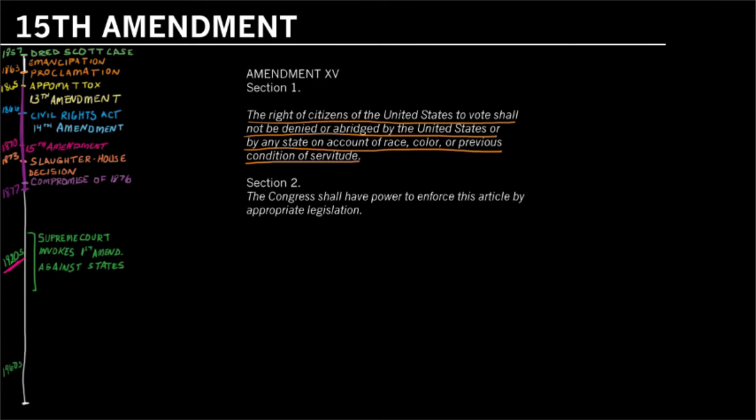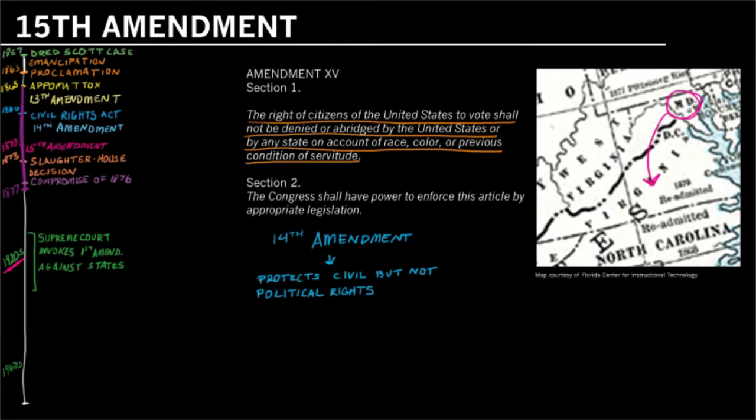So first of all, why was it necessary? Wasn't that an obvious thing? It was necessary because the 14th Amendment, which we talked about last time, only protected civil rights, not political rights. This was a distinction that was important to the Reconstruction Republicans. They thought that although a citizen of Maryland could go to Virginia and make contracts, the same Maryland citizen couldn't go to Virginia and vote in Virginia elections or on Virginia juries.